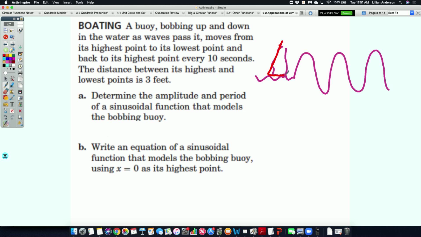That's what I mean. It's a terrible looking buoy, and it's definitely not the best way. Okay, so there's your buoy. There it is in water, and what you see in the pinkish purple color is basically the representation of the buoy bobbing. It does create a sinusoidal curve. Now it says here it goes from its lowest point, its highest point, to its lowest point, and back to its highest point every 10 seconds.